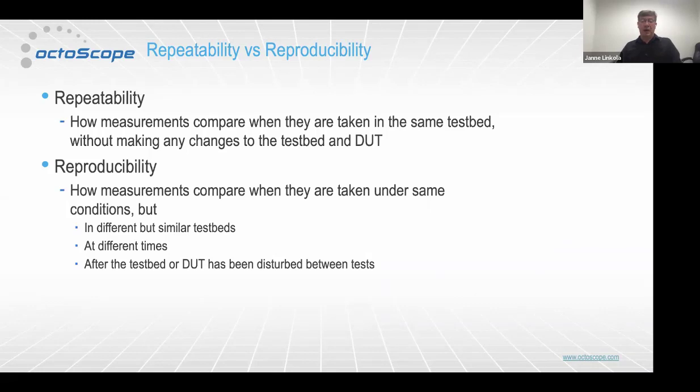It might not be in the same test bed. Maybe we're an ISP and we found some issue and we reported the problem to our vendor. Now, the vendor may be using the same exact testbed that we have, just a different instance of it, maybe in a different city. And if we can repeat the test there and get the same result, we call that reproducible.